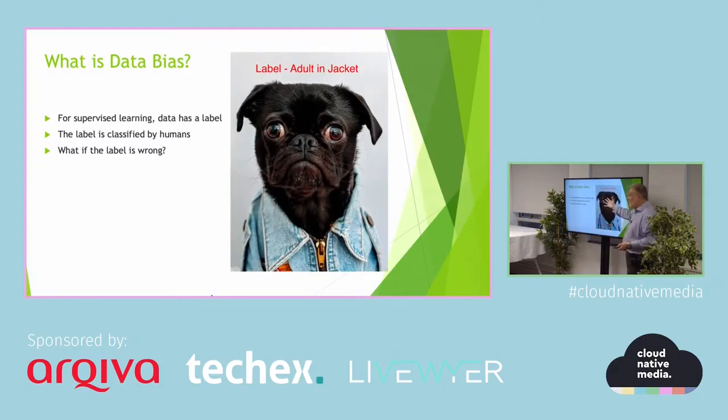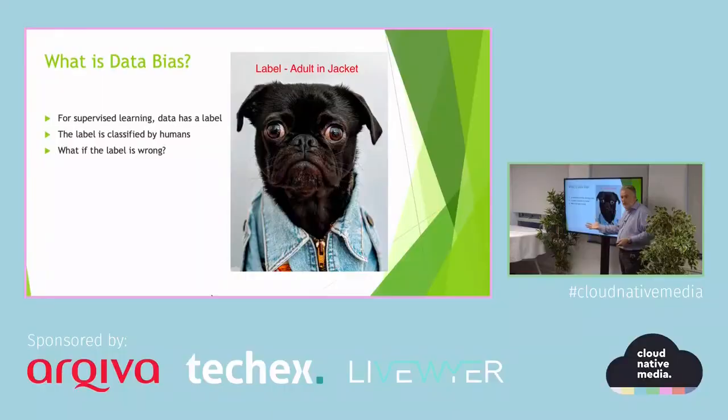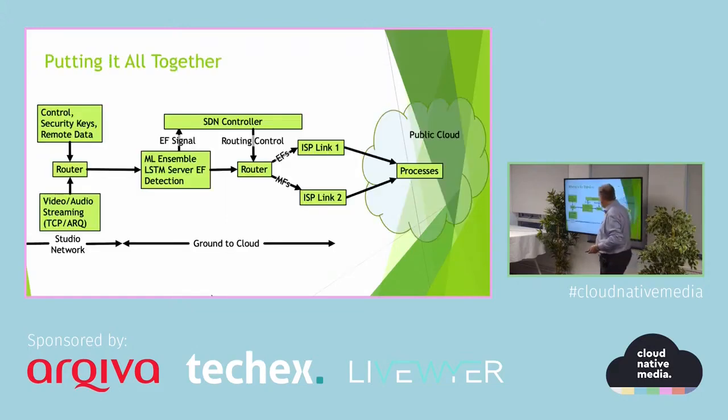So this is what I mean about data bias. Label: adult in a jacket. Yes, it's an adult dog in a jacket. Why anybody would want to put a dog in a jacket, I don't know, but they have on this occasion. The label is classified by humans. What if the label is wrong? In the same way a parent teaching a child, if the parent is wrong, the child becomes wrong. Same with our ML systems. We should be really, really worried about data bias.